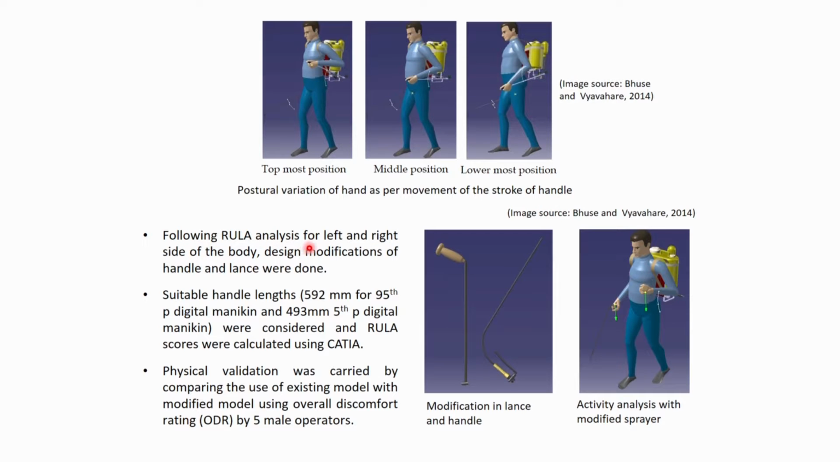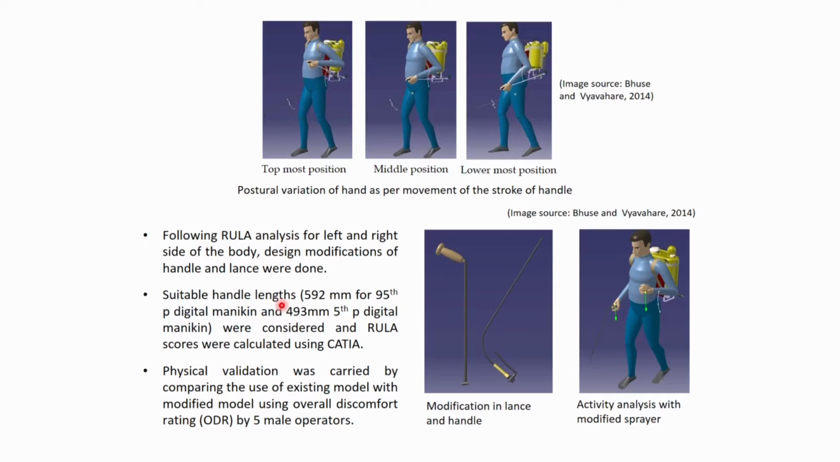Following RULA analysis for left and right side of the body, design modification of the handle and lance are done. So, this is the modified design. This is for the modified design of the handle, and this is for a lance model. So, lance handle and this is the stroke handle. So, both the designs are modified.